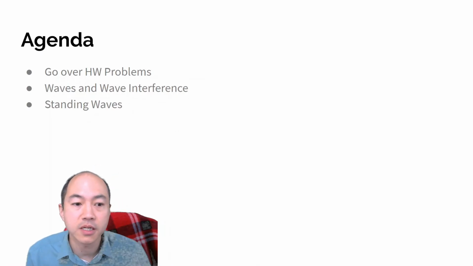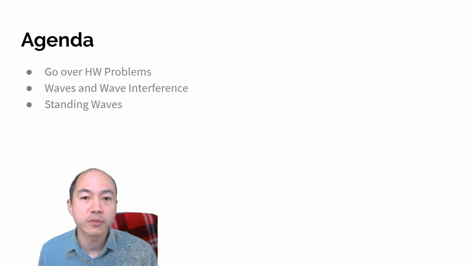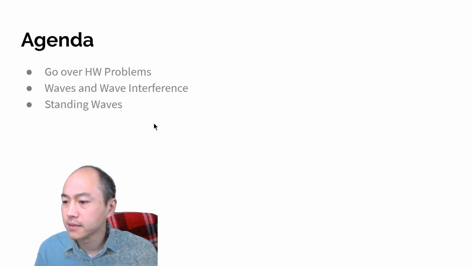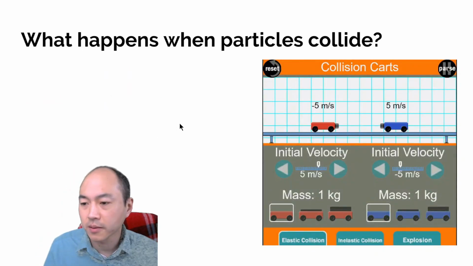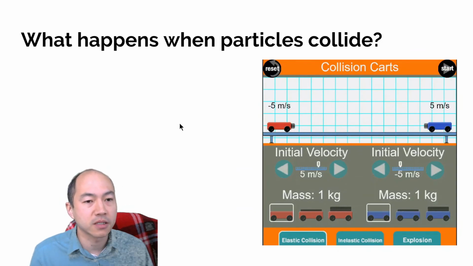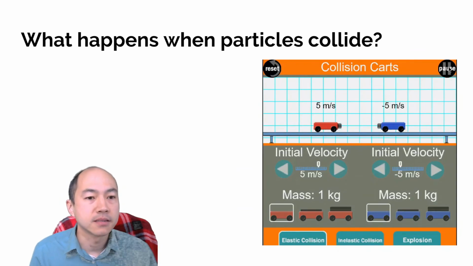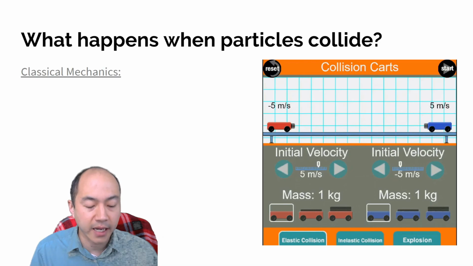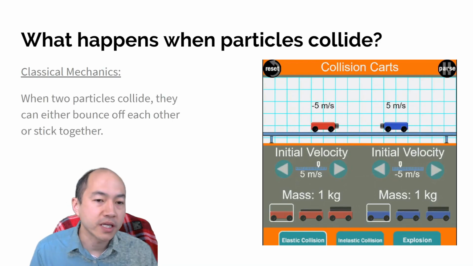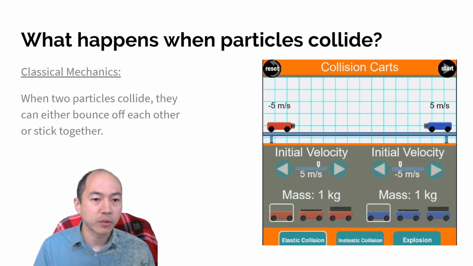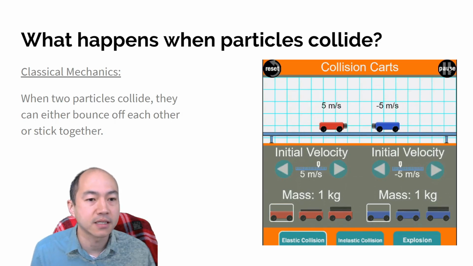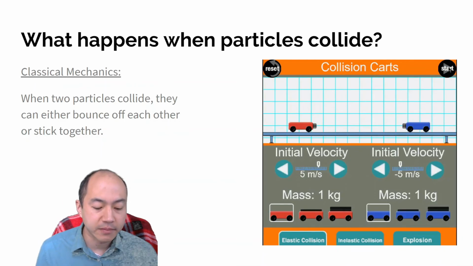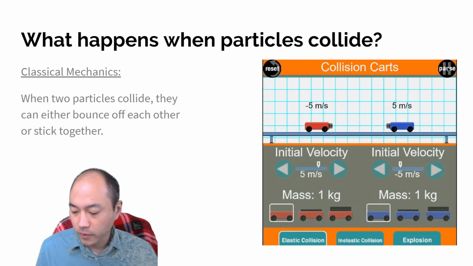So now today I'm going to talk a little bit about waves and what happens when waves collide or interfere with each other. So before we do that, I want to talk about what happens when just regular particles collide. So we talked about this last semester when we had the carts bumping into each other. And in what we consider classical mechanics, when two things collide, they can do one of two things. They either bounce off each other, which is what we call an elastic collision, or they stick together and move. But what we know is that they cannot occupy the same space at the same time. That's what we call classical mechanics, right?